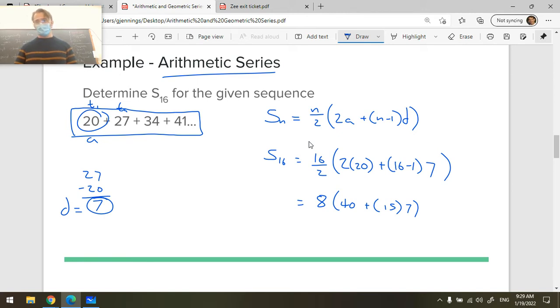15 times 7 is 105. Yeah, so this is equal to 8 multiplied by 145. And 8 times 145 is not that hard to do in your head. It is 1,200 minus 5 times 8, so it's 1,160. Let's just check on the calculator.